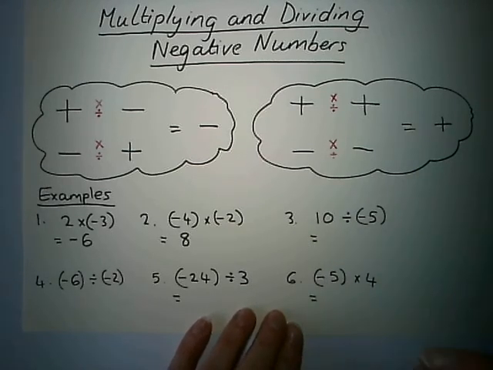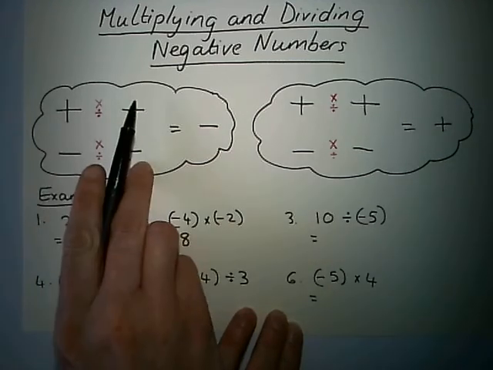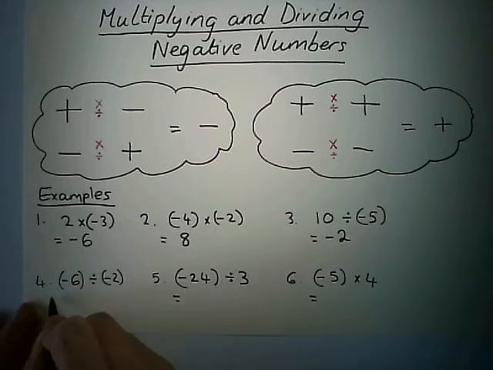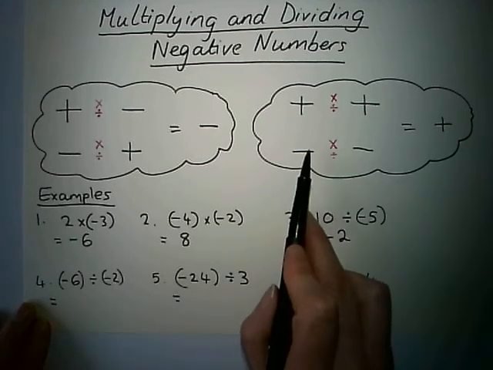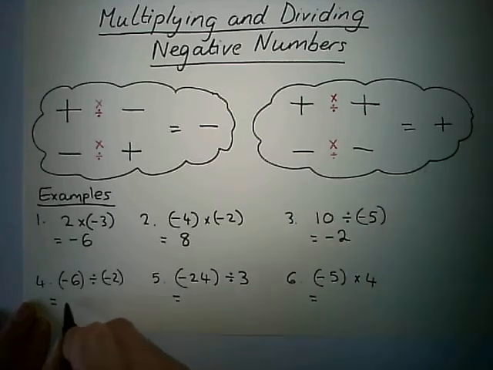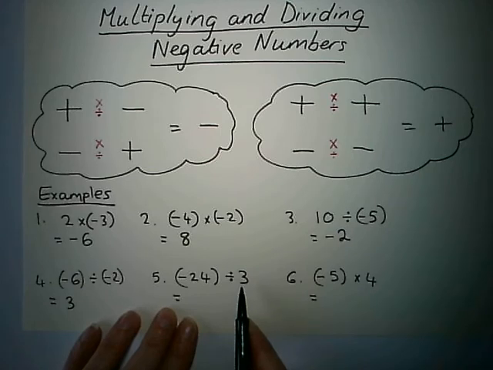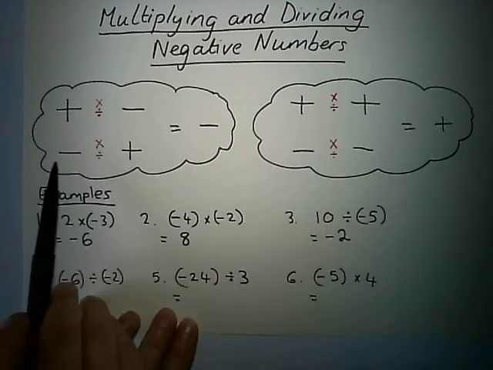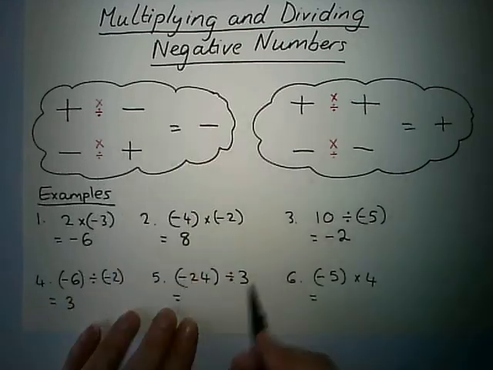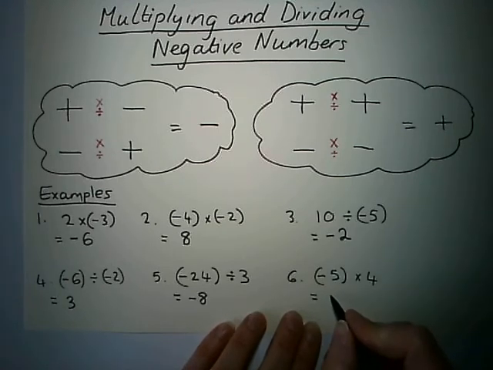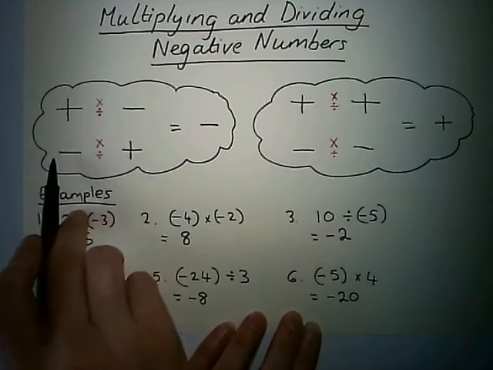Number 3 is a division. 10 divided by 5 is 2. So 10 divided by -5 would be a positive divided by a negative, so a negative. So -2. Number 4, a negative divided by a negative would give us a positive answer. So 6 divided by 2 is 3. 24 divided by 3 is 8. The 24 is negative, and the 3 is positive, so we're going to get an overall negative answer, so -8. Question 6, 5 4s are 20, so -5 times +4 is going to be -20 because the signs are different, just like this one again.